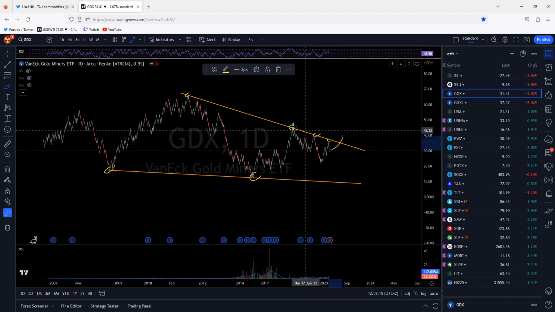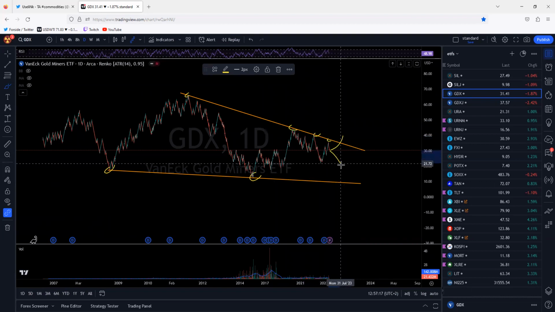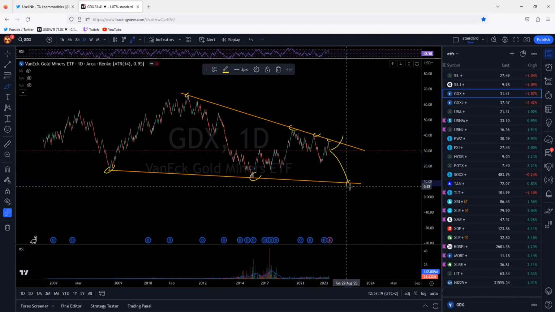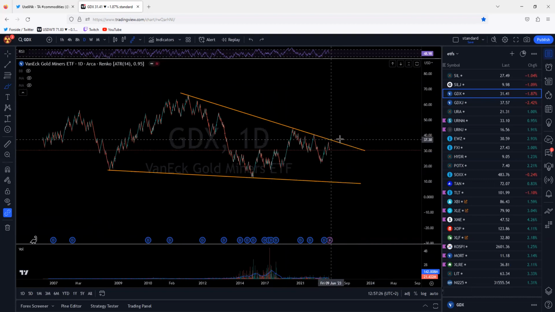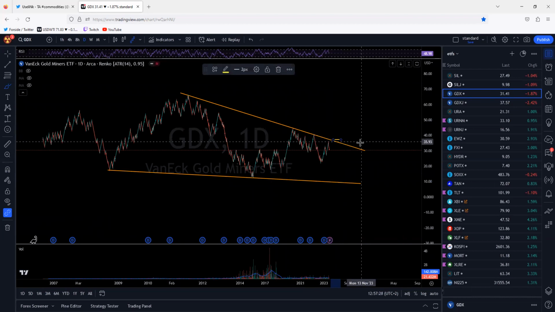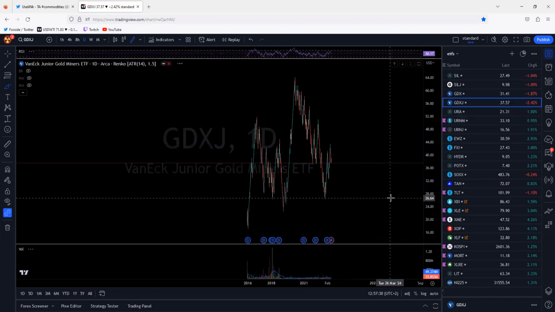Anyways, this is the GDX, very clean pattern right now. We're trying to break out, but we just can't do it. Could we be in for a visit all the way down here? It's a 60% drop. I doubt it very much, but yeah, very clean. So once we get a break here, if we get a break here, that's your buy signal for GDX.